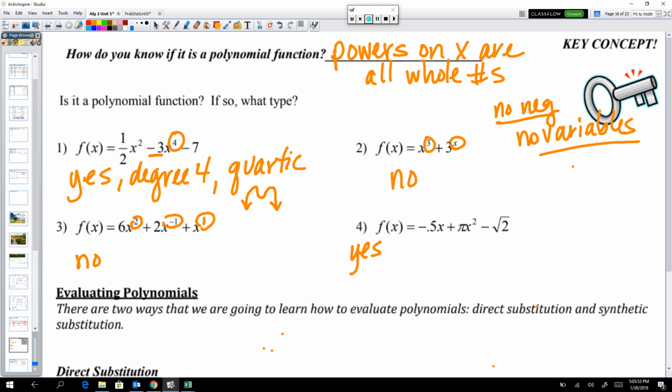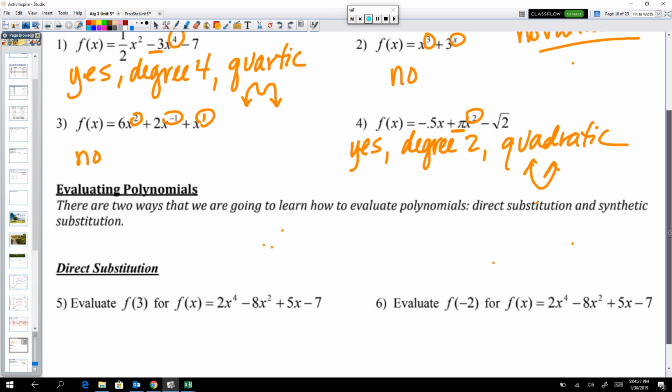What type of polynomial is this? What degree do we have here? The highest degree is a 2. So we have a degree 2. That's a quadratic. The leading coefficient on that is pi, and it's positive pi. It's not gorgeous, that probably doesn't look very pretty, but positive pi being a leading coefficient means that this is an upward, up on the ends facing quadratic. Alright, so that's how you tell whether or not you have a polynomial and what type of polynomial you have.